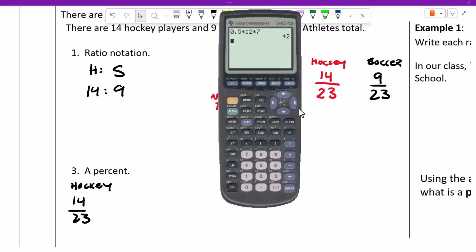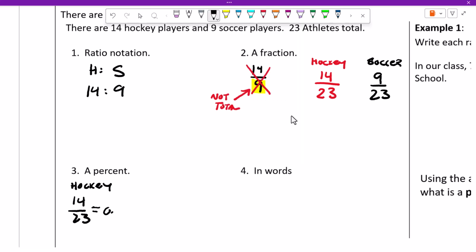So you go 14 divided by 23 is 0.608. Then it keeps on going. So let's just say we wanted 2 decimal places. Does this stay a 0, or does it get rounded up to a 1? Yeah, so 61. The 8 says round this up to 1. So this is 0.61, and that's not a percentage. That's our decimal, right? So we times that by 100, or you move the decimal 2 spots, and you get 61%.